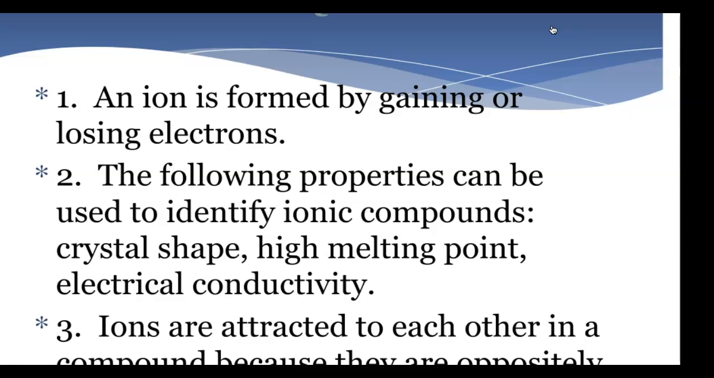All right, review questions for section 1. The question was asking, how is an ion formed? And remember that when I write my responses, I put part of the question in my answer. So I know that an ion is formed by gaining or losing electrons. The second question asks, what were the properties to identify an ionic compound? And I know they are the crystal shape, high melting point, and electrical conductivity. Question 3 was asking how are ions attracted to each other, and it's because of their opposite charges, positive and negatives.